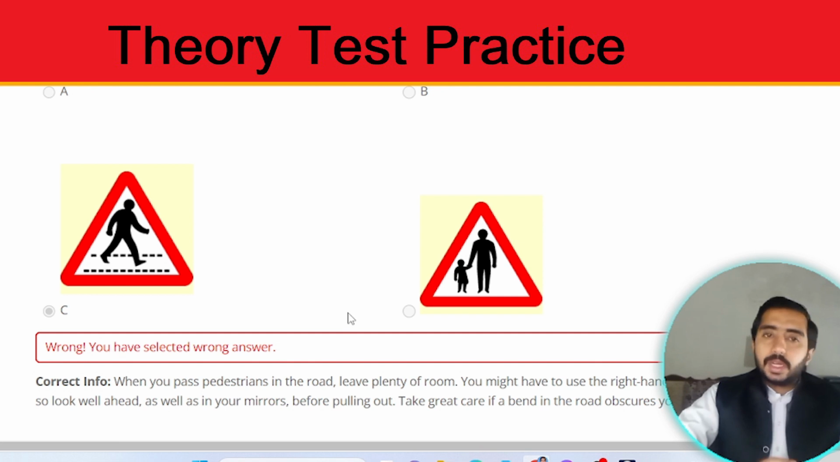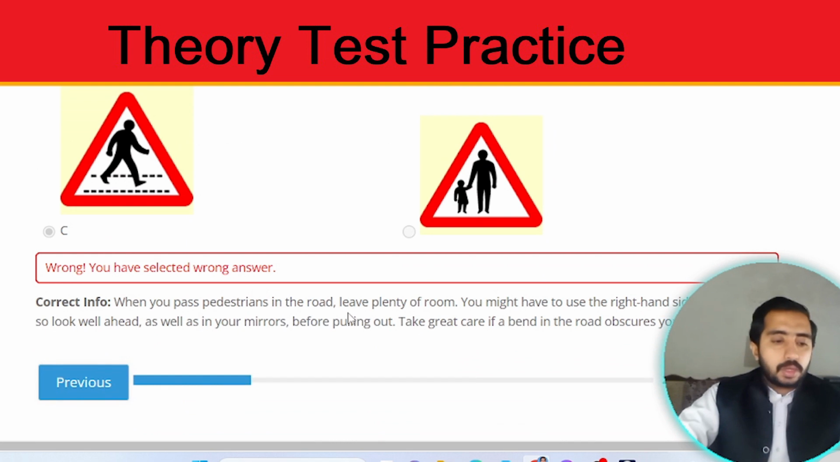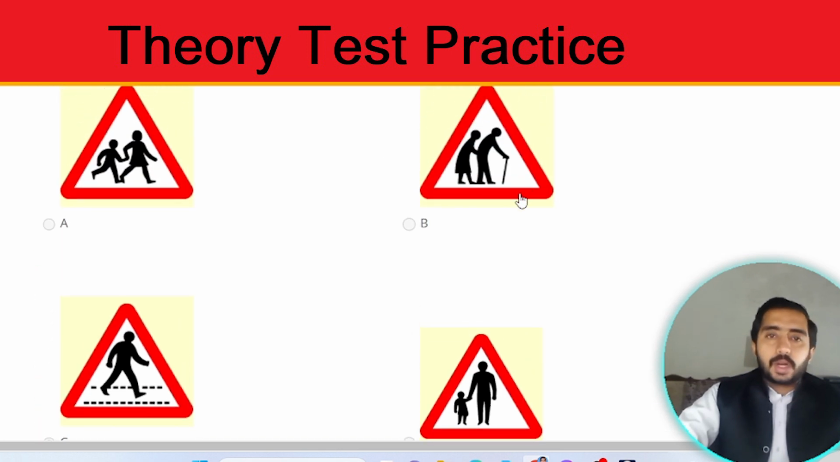Okay, we have selected the wrong answer. Please correct this one. Actually, the correct answer is, as we can see in the detail, when you pass pedestrians on the road, leave plenty of room. You might have to use the right hand side of the road. So in this case, option B is correct. Please correct this one. Option B sign is correct here.